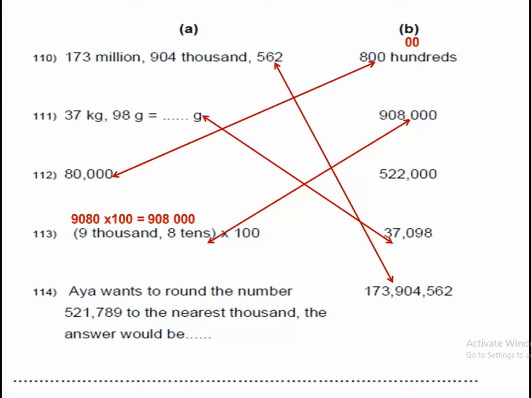Aya wants to round the number 521,789 to the nearest thousand. The answer would be, to the nearest thousand, the 1 here is 1,000 and 7 will increase 1, it will be 522,000.